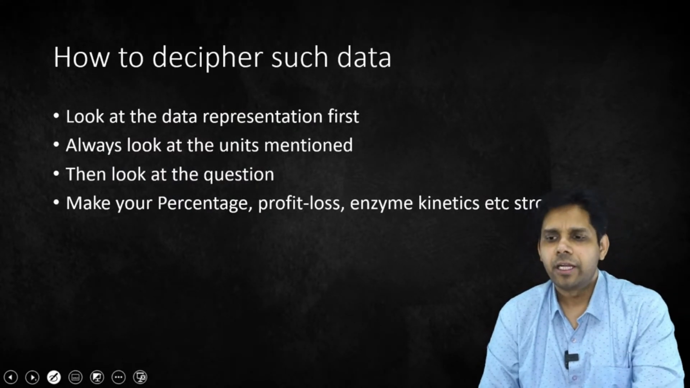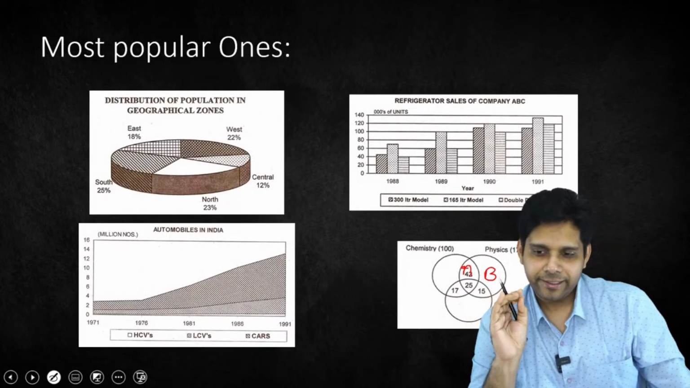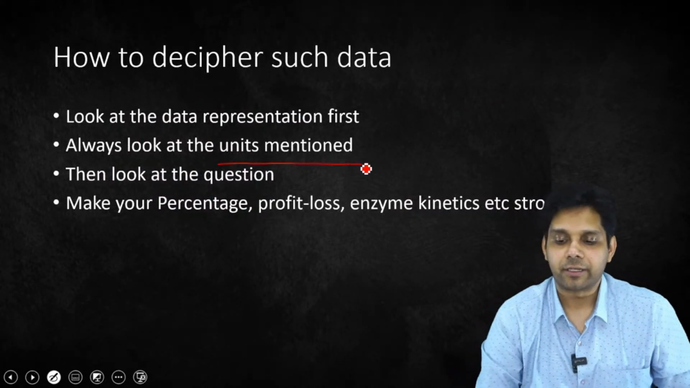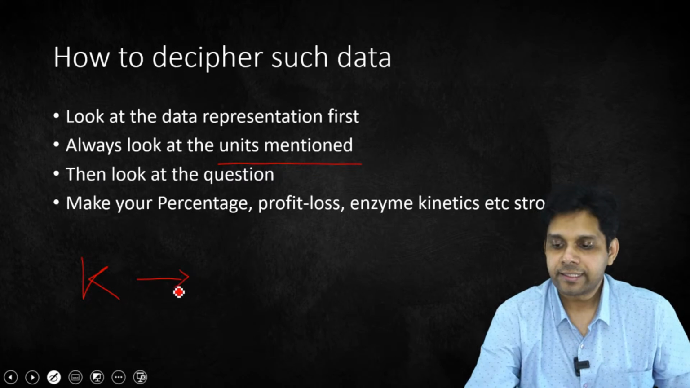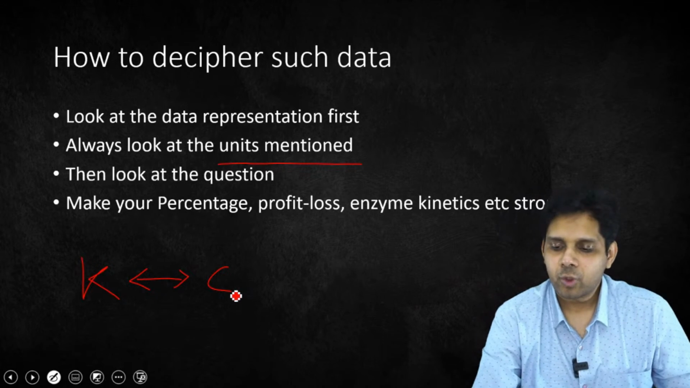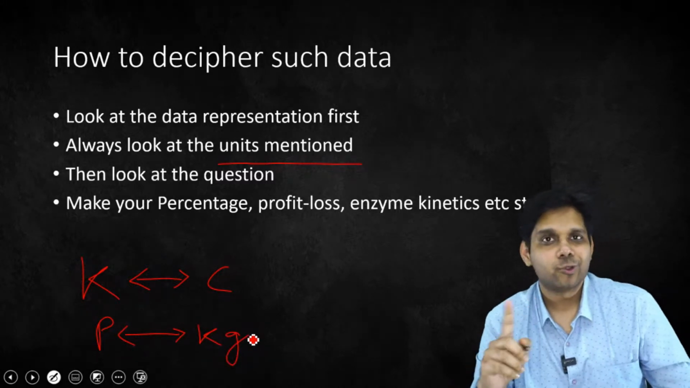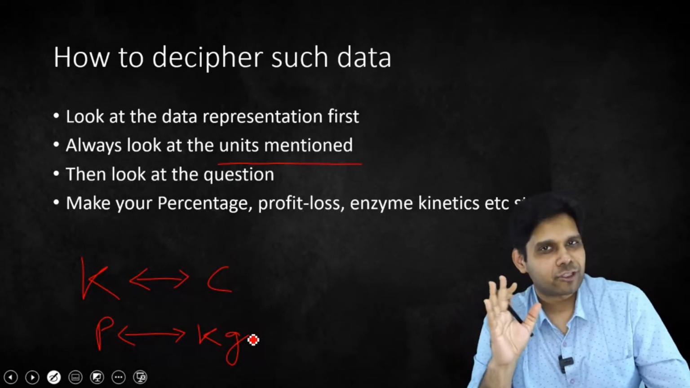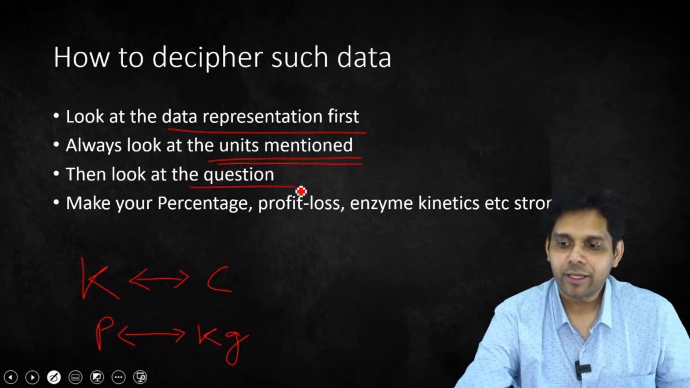Okay, now look at the data representation first. So the moment you look at the graph, read the question and then look at the data, what is there. Next, always look at the units mentioned, because what they will do, instead of Celsius, they'll give you Kelvin. Okay, the Celsius can be Kelvin and the option could be Celsius. They may give you in pounds, and later on in the options it is kg. So this kind of tricks they play in data interpretation. Of course, you can say this is cheap tricks, but actually they play. So after you have looked at the data, you have looked at the units, then look at the question.